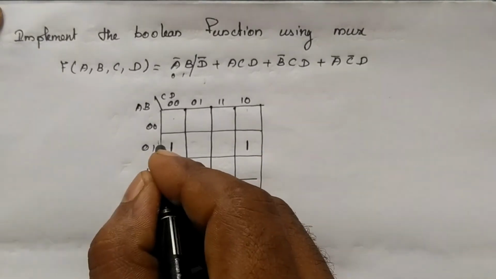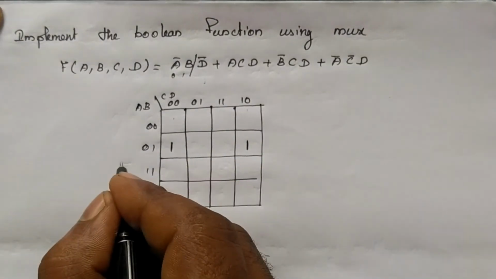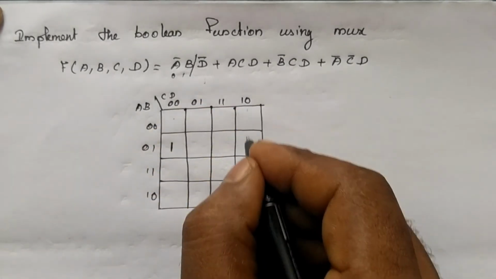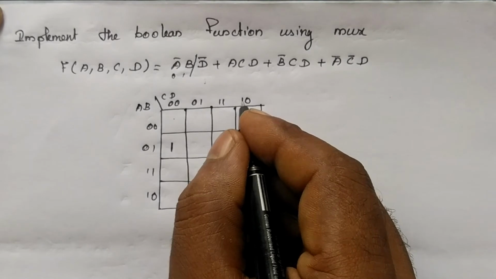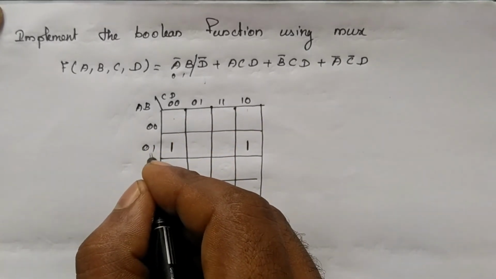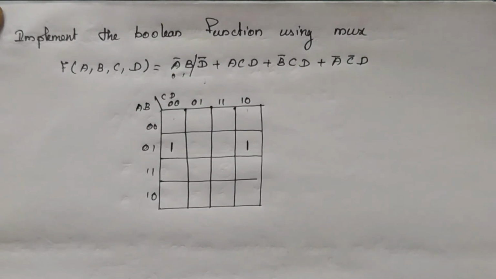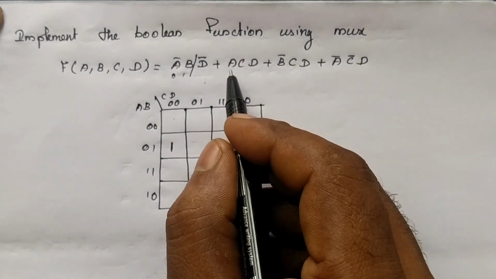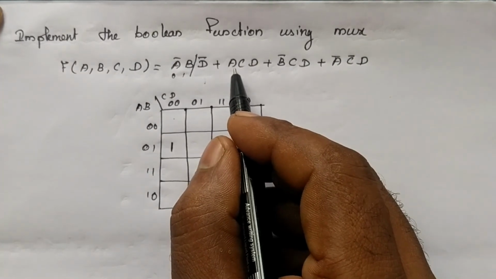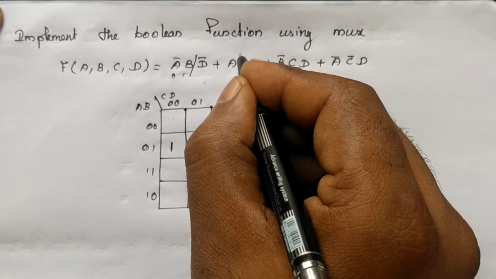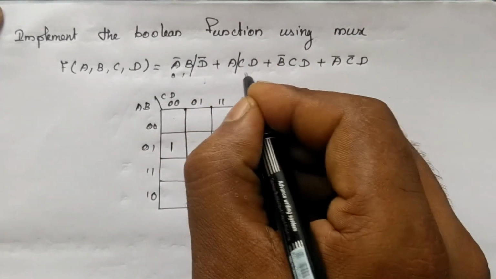If we make it as a pair, first we check the left side, which is A bar B, then we go column wise. Here D bar is common, therefore we consider it as A bar B D bar. That's the reason why I am calling it the inverse K-map method. Likewise, here we have A C D. Here B is missing, therefore we can split it into A and C D.